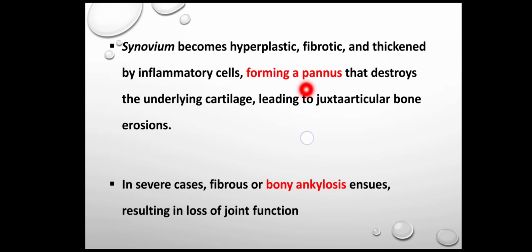Pannus is nothing but deposition of fibrous tissue, with fibroblasts, granulation tissue, foreign body giant cells, everything will be there. This destroys the underlying cartilage, leading to juxta-articular bone erosions. In severe cases, there is fibrous or bony ankylosis. So pannus formation is a precursor to ankylosis, or joint fusion.